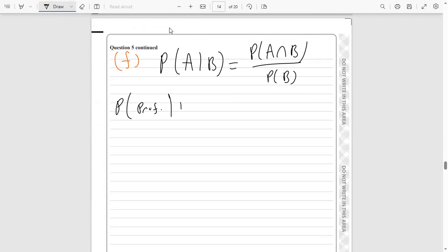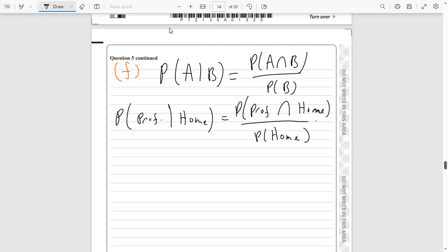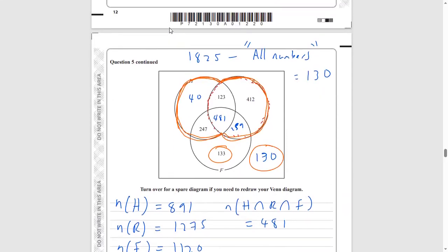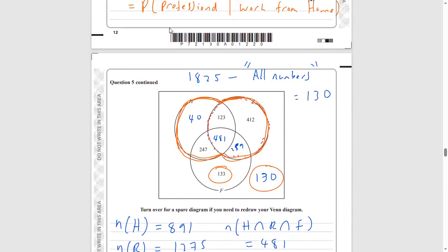So professional, given that they work from home, is going to be equal to the probability that you pick someone who is professional and works from home, again using this intersection notation, divided by the probability you pick someone that works from home. So that's how we're going to do this calculation. Firstly, if we go to our Venn diagram, what is the chance that we pick someone who works from home? How many people do we have that work from home?